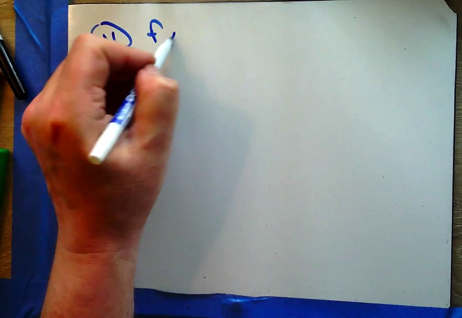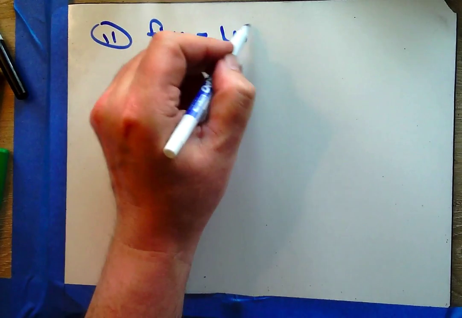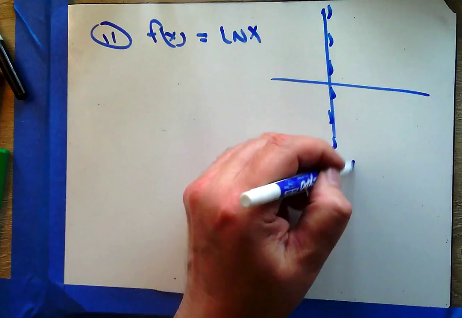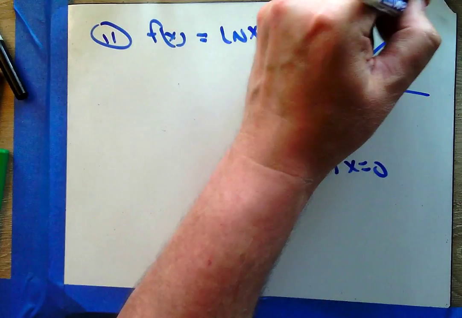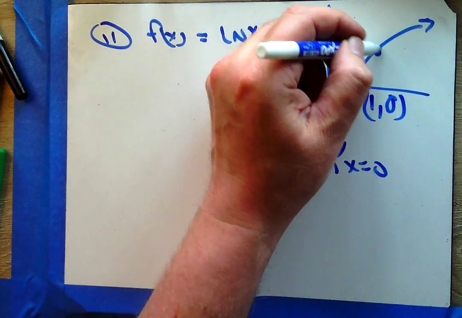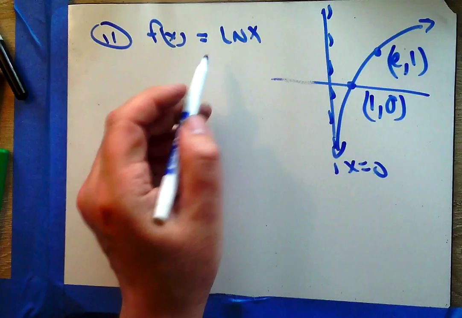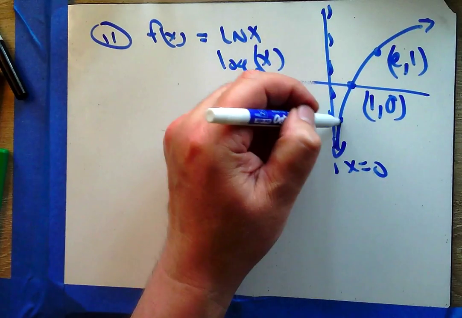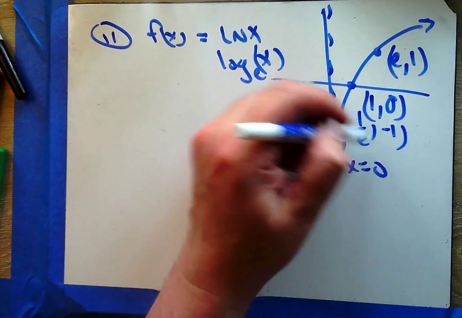Well, now we're switching to ln, and I'm okay with graphing f of x equals ln of x using exact values. Vertical asymptote at x equals 0, characteristic log shape. This is 1, 0. This is e, 1 because this is log base e of x. And so this would be 1 over e, negative 1.